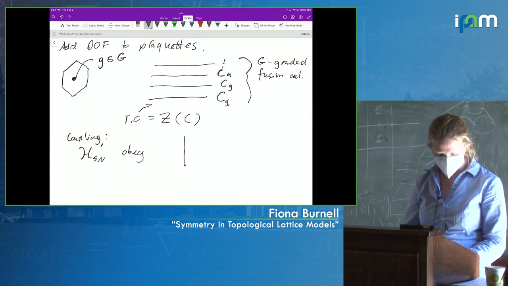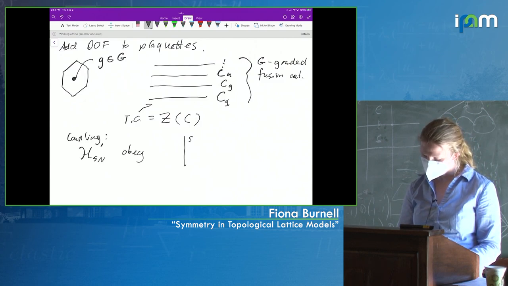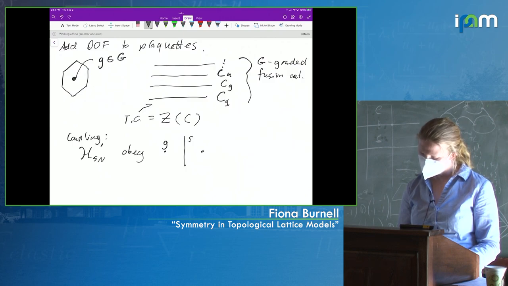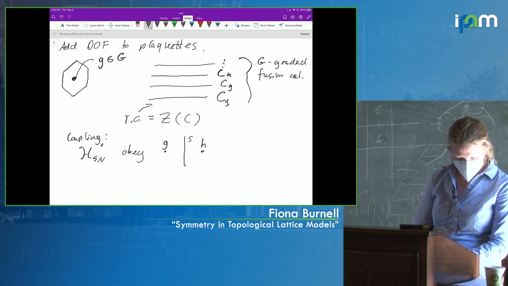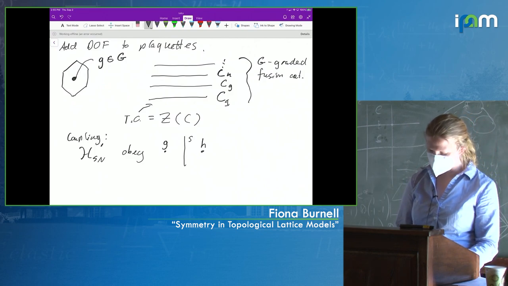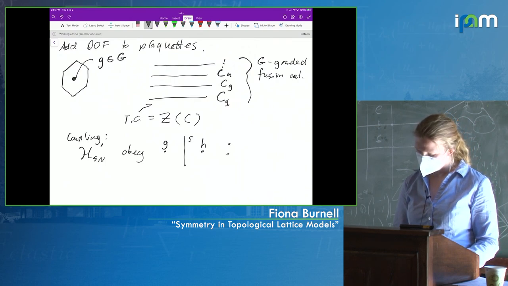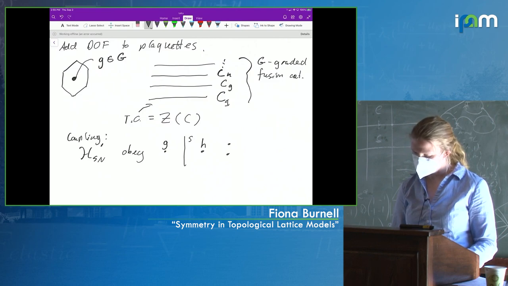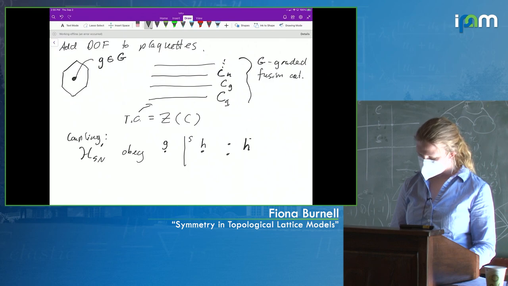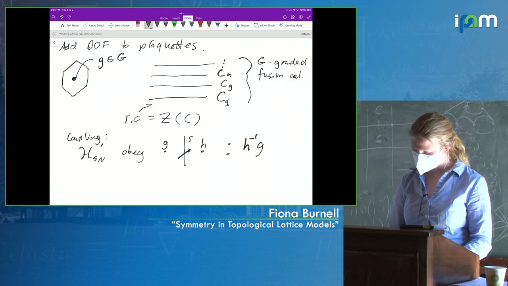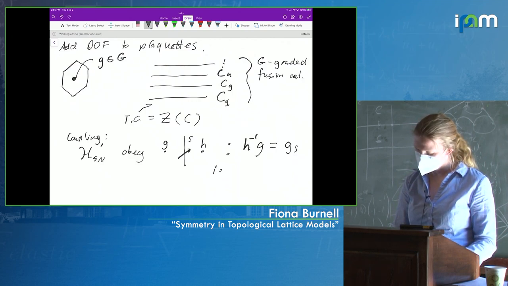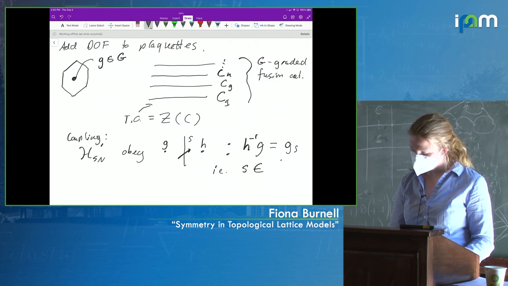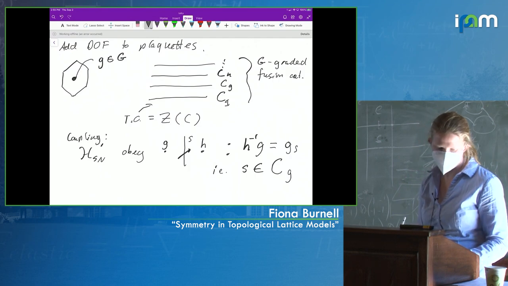Okay, so let me draw you an edge. The edge has a label S, and the plaquette on the left has some group element G, and the plaquette on the right has some group element H. And so the condition that I want to impose here is that I'm only allowed to choose combinations S, G, and H such that H inverse G, I have to pick some orientation, so you can do that globally on the honeycomb lattice, no problem, H inverse G is equal to G sub S, where S is the label. And so this means that S is in this copy of the category associated with G.